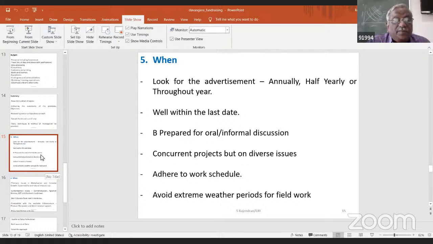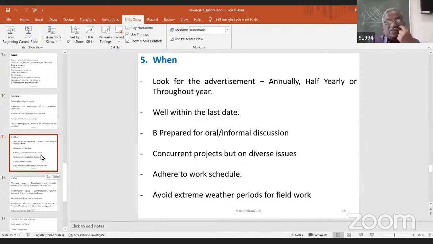And you have to be prepared, you have to get ready for oral or informal discussion with the funding agency in case if they feel like, because they may ask you to revise the budget, revise the timeline, and they may ask some clarifications like if there are some sensitive issues, etc. Therefore, you have to be prepared to go over there and explain and justify your case of presentation. And the concurrent projects also may be handled by individual researcher, but on different issues, not on the same issue.